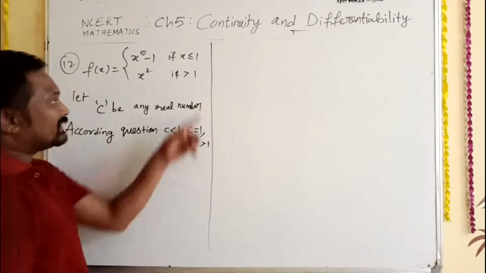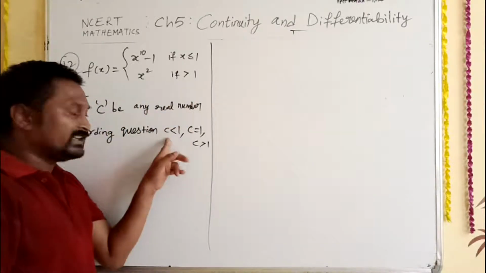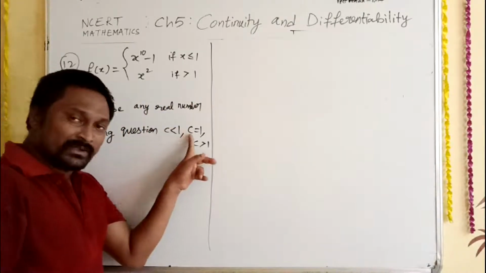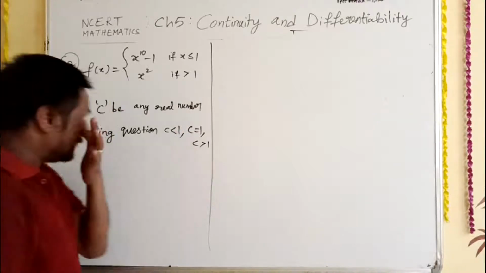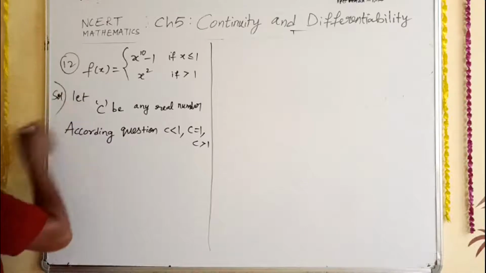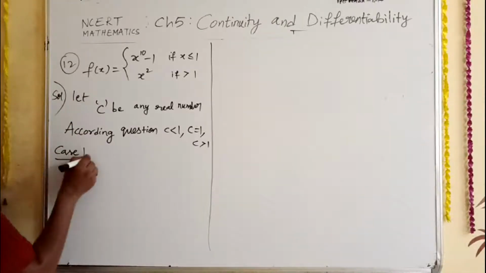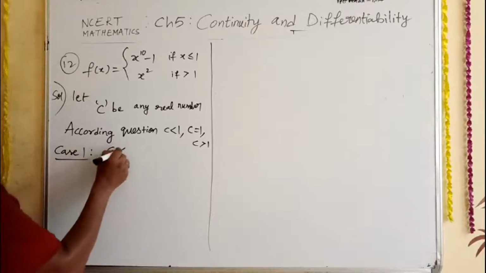Now here, how many cases are possible? Only 3 cases. What are those? C is less than 1, C is equal to 1, C is greater than 1. Let us see now. This is your solution. Now first, case number 1: C is less than 1.